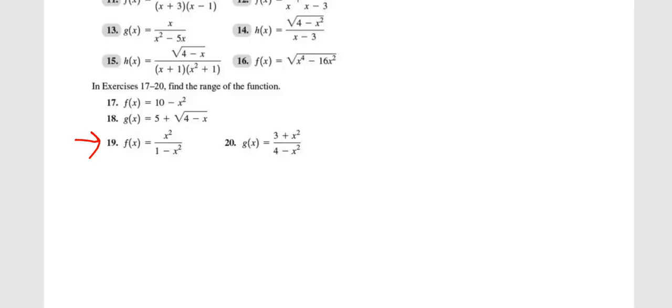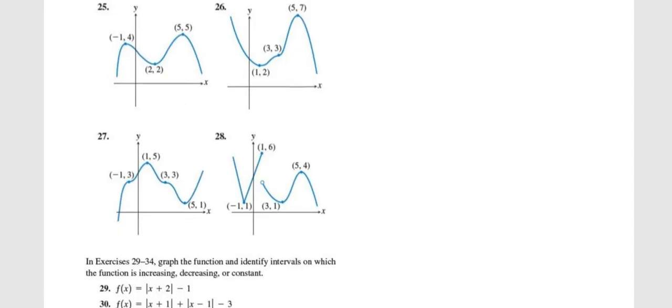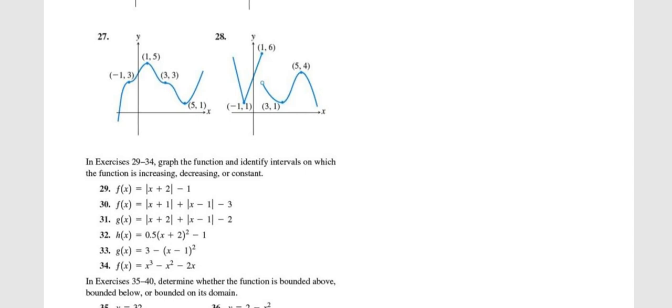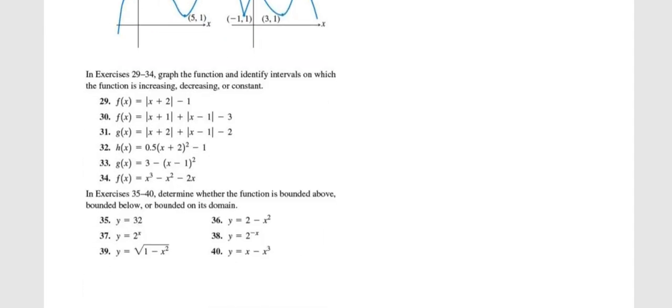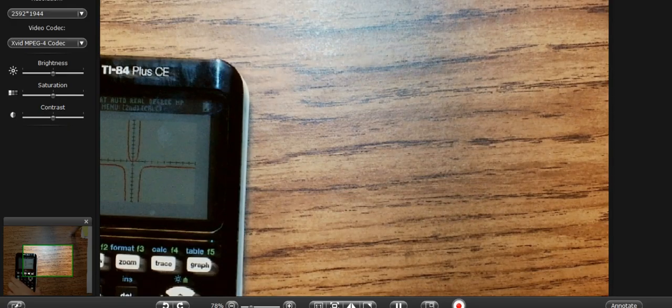All right, what else? Oops. Yep, got one. 29. Ooh, yeah, one of these. Why isn't it moving up? Oh, I see why. Okay, so I'm going to have to graph this. For those of you who do not know how to graph absolute value functions, let me show you.